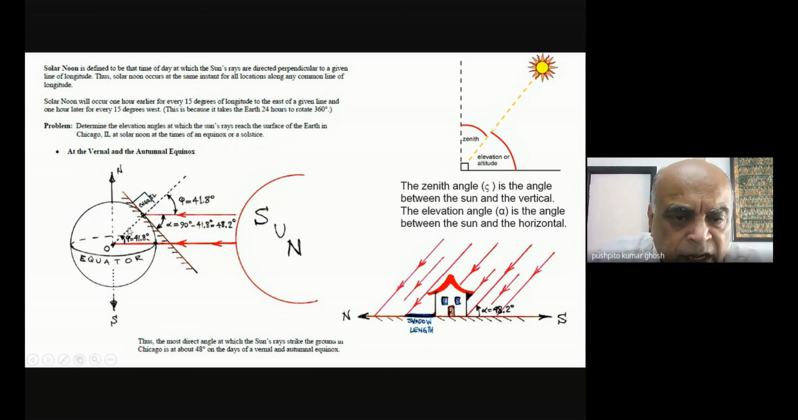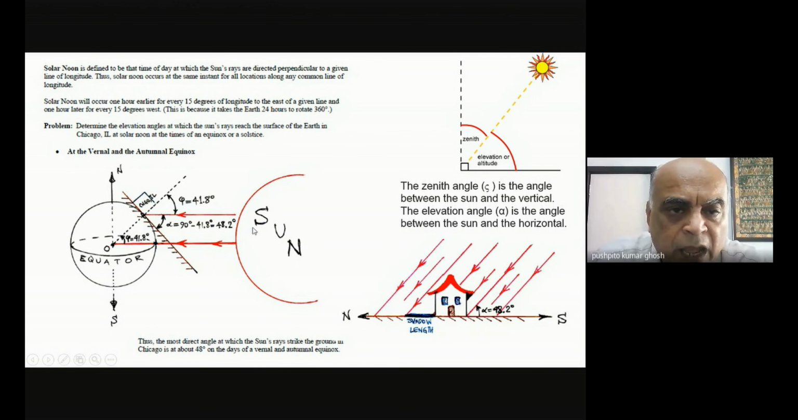Let us now see this for a situation where we are talking about a place. This is Chicago, in the United States, and the latitude of Chicago is 41.8 degrees. In other words, this is your horizontal line going to the equator, and from here, when you go over to Chicago, this particular angle is 41.8 degrees. So that is your latitude, 41.8.